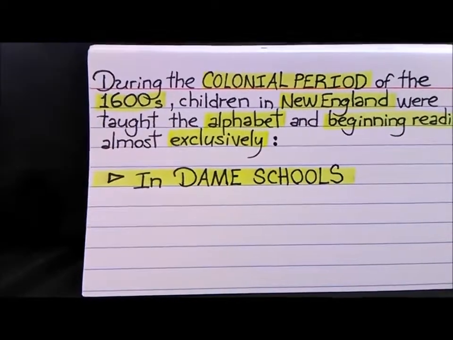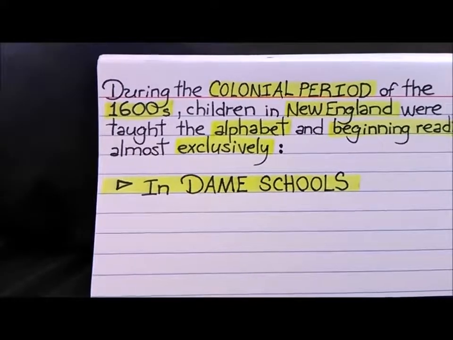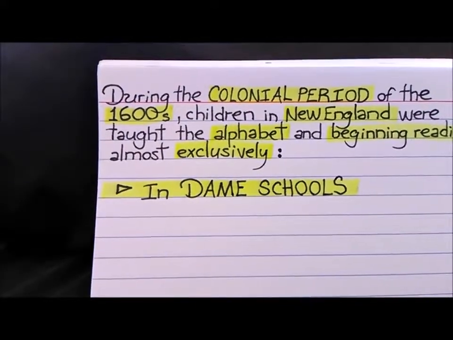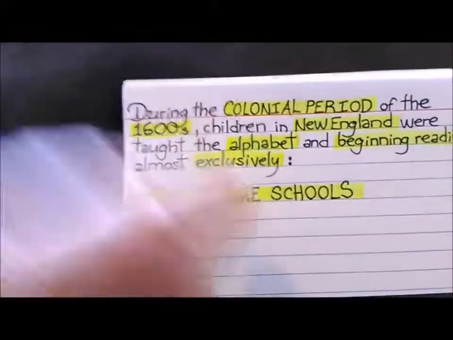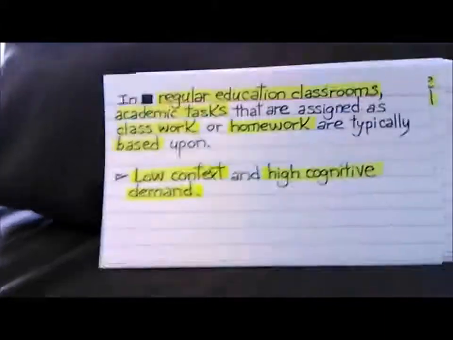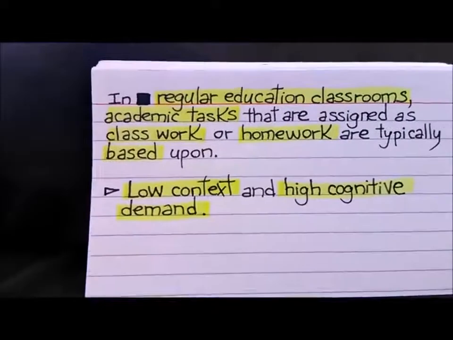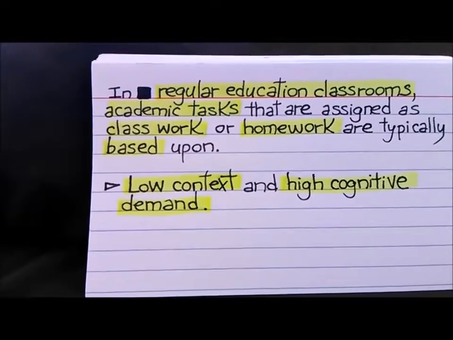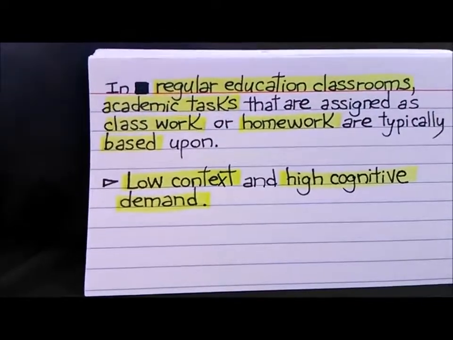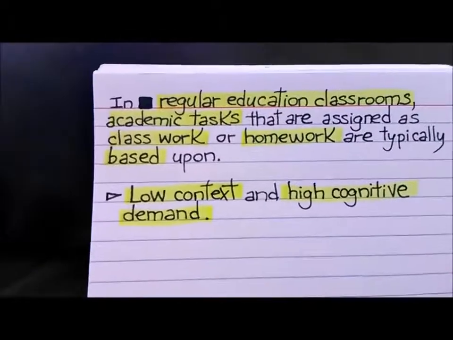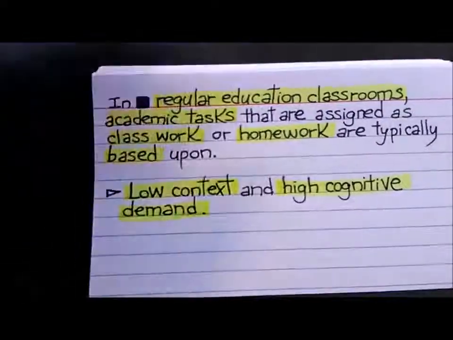During the colonial period of the 1600s, children in New England were taught the alphabet and beginning reading almost exclusively in dame schools. And that was right. In regular education classrooms, academic tasks that are assigned as classwork or homework are typically based upon low context and high cognitive demand.